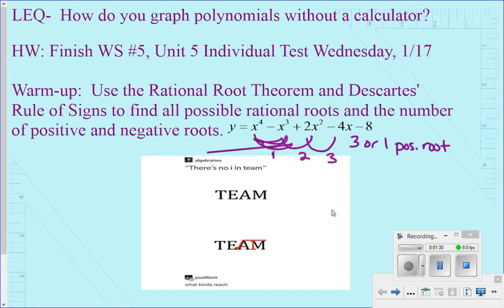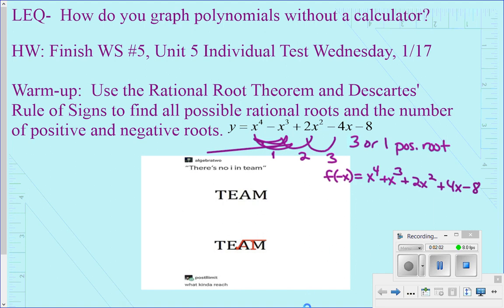So then we're going to find f of negative x, which would be negative x to the 4th power, which is x to the 4th, minus negative x cubed. Well, negative x, the quantity cubed, gives me negative x cubed. Negative x cubed times negative 1 is plus x cubed. Negative x, the quantity squared, gives me positive x squared times 2 is positive 2x squared. Negative x times negative 4 is plus 4x, and then minus 8 on the end.